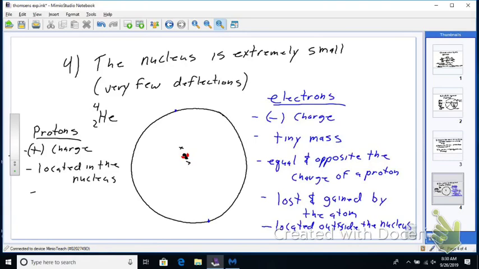Okay, are they lost and gained by the atom? No, never lost and gained. They never move from their home. So the protons are stationary. Stationary is just a simple way of saying that they're not going to move. They're not going to be lost or gained. Okay? They help make up the mass of the atom.